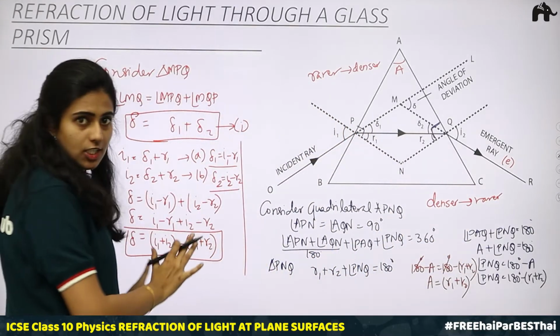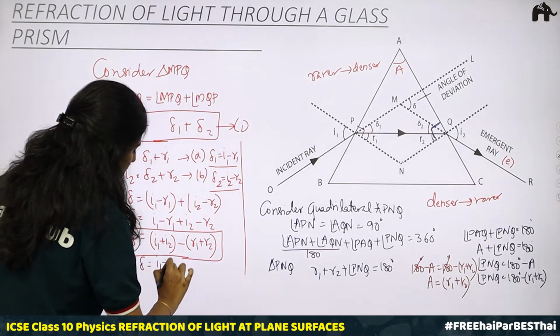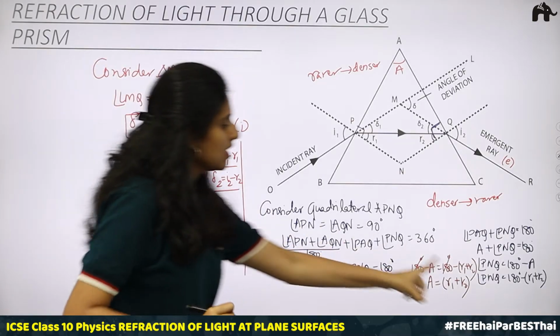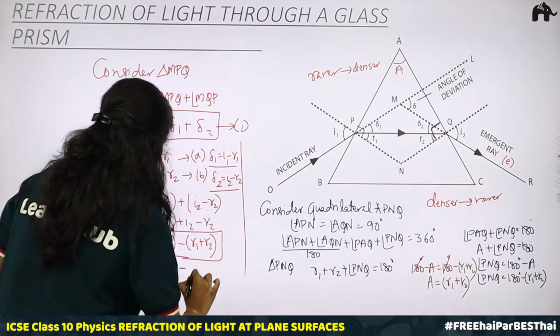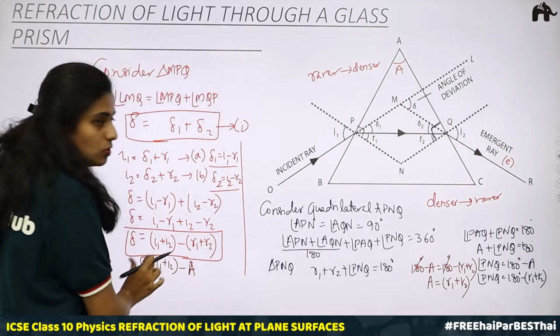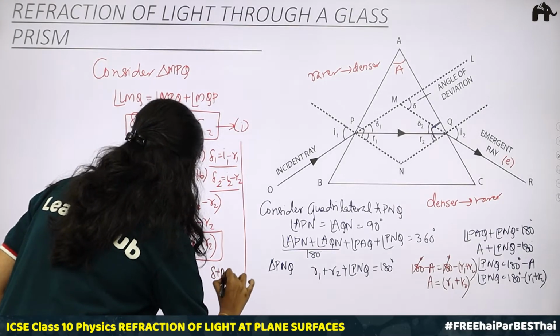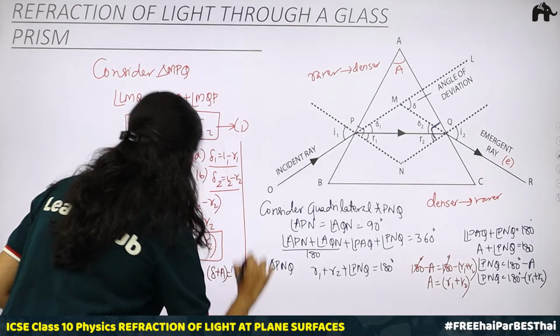Now consider this relation. Here we have delta is equal to I1 plus I2 minus R1 plus R2. What is R1 plus R2? R1 plus R2 is equal to angle of prism A. On rearranging, taking this minus A to the opposite side, you will be getting delta plus A is equal to I1 plus I2. So, this is your derivation.